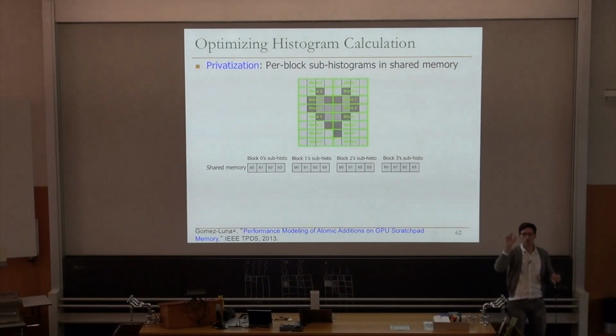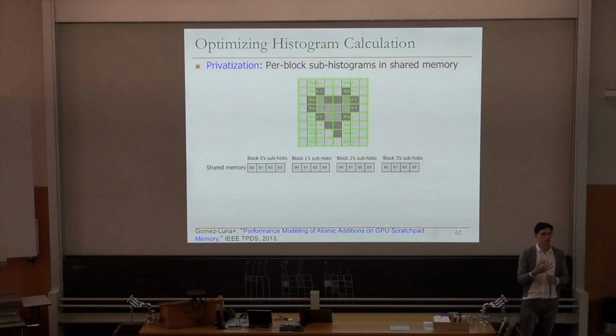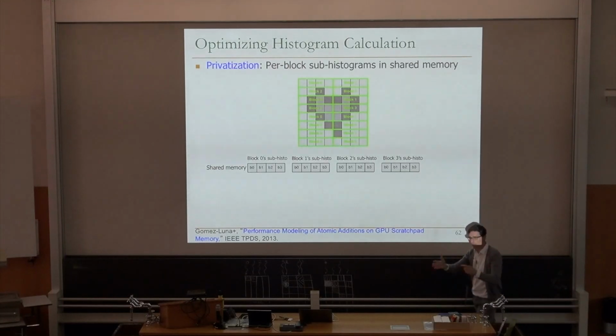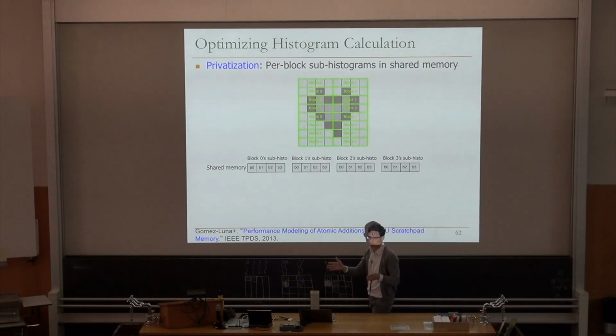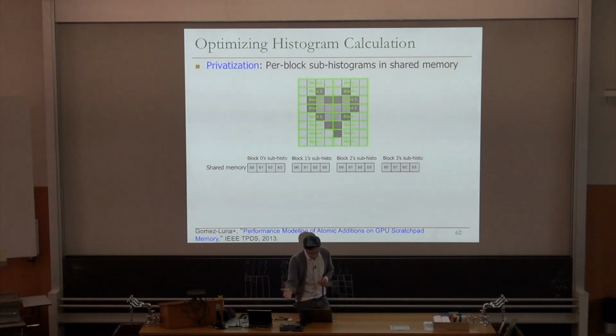Instead of having one single output histogram that will probably reside in global memory, with all the threads of the GPU updating the bins in global memory, that first of all has very long latency because we have to go back and forth to the global memory, and second, the probability of conflict is much higher, right? Because we have many more threads accessing a limited number of memory positions, typically 256 in image processing.